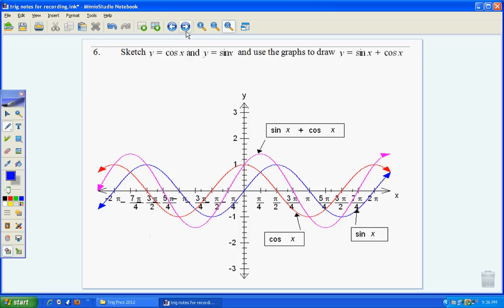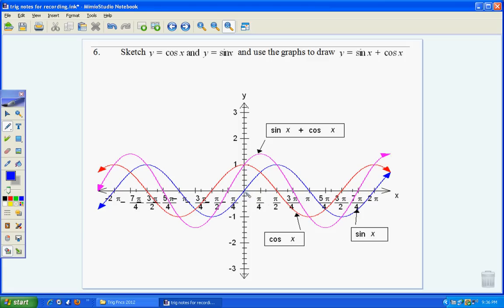Now, using the two curves here, if we use cos x and sin x, use those to draw sin x plus cos x. So the idea here, the blue one is the sin x, and the red one is cos x. So we see what they look like here. What we want to do is add the two y values at all different times and see what we get.